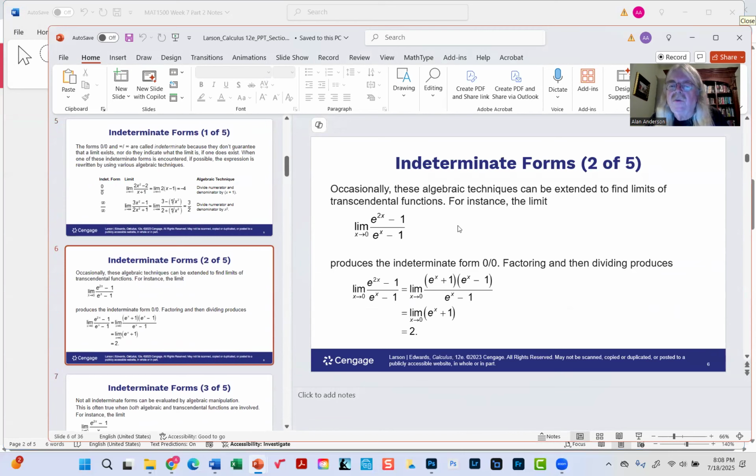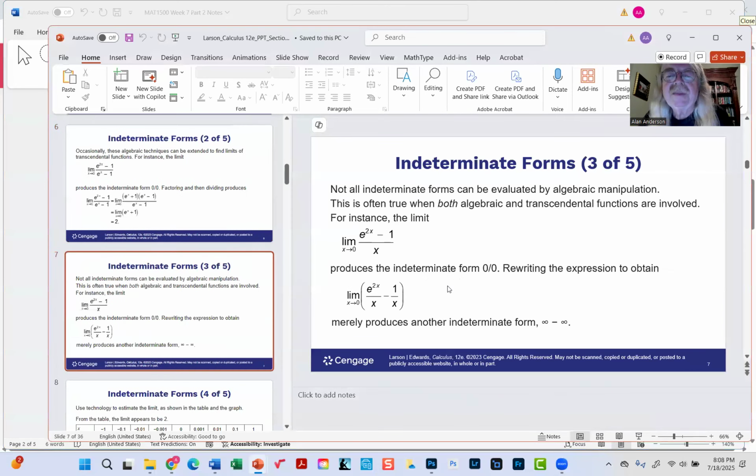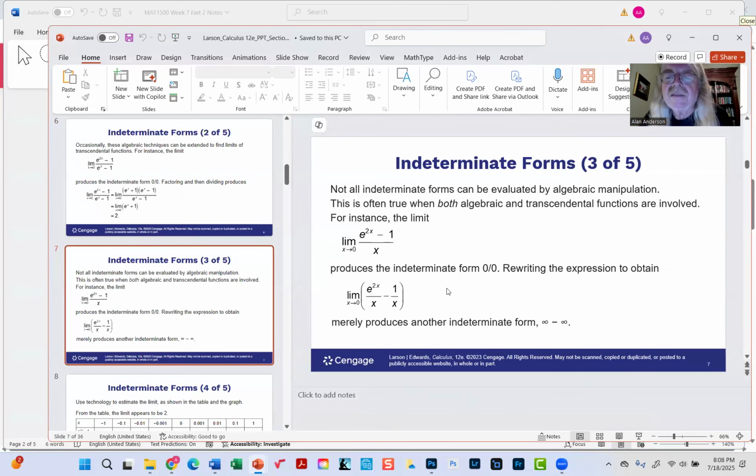Oh, actually, this is another one of those cases where we can use algebra. So you can see what they've done here. It turns out that e to the x minus 1 divides evenly into e to the 2x minus 1. And then they reduce this to the limit as x goes to 0 of e to the x plus 1, and that in turn gives us 2. So again, we didn't need L'Hopital's rule, but here's one where we might.